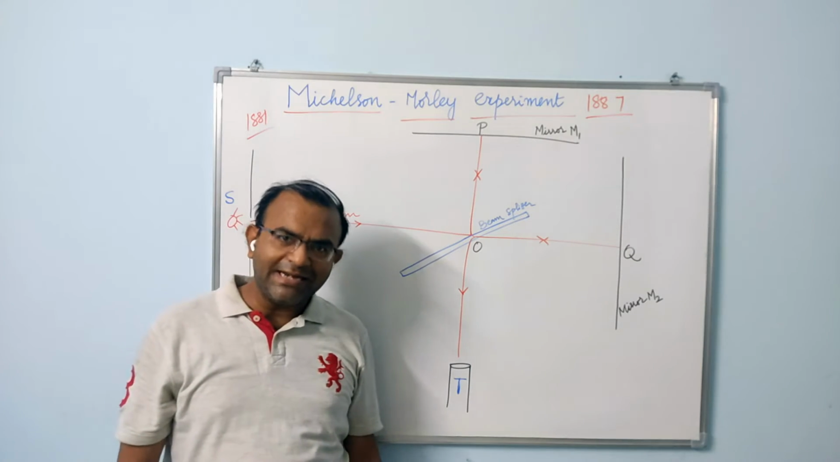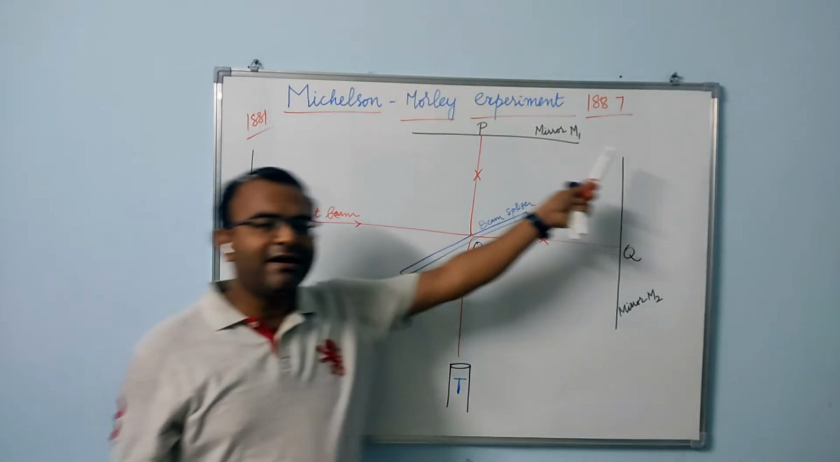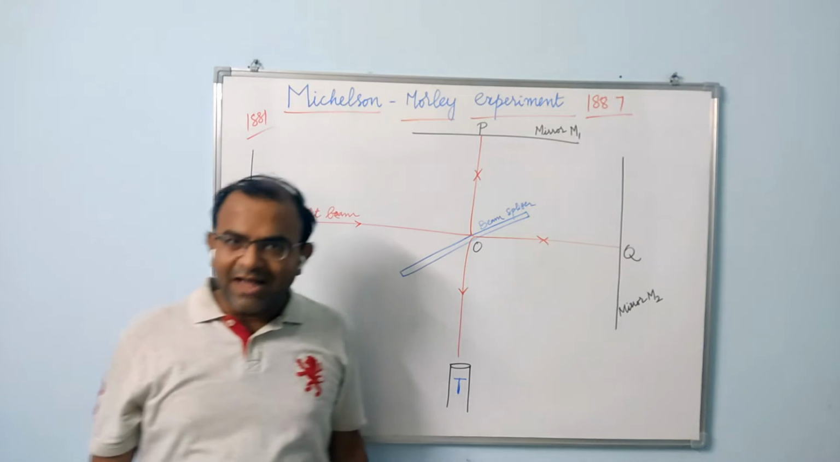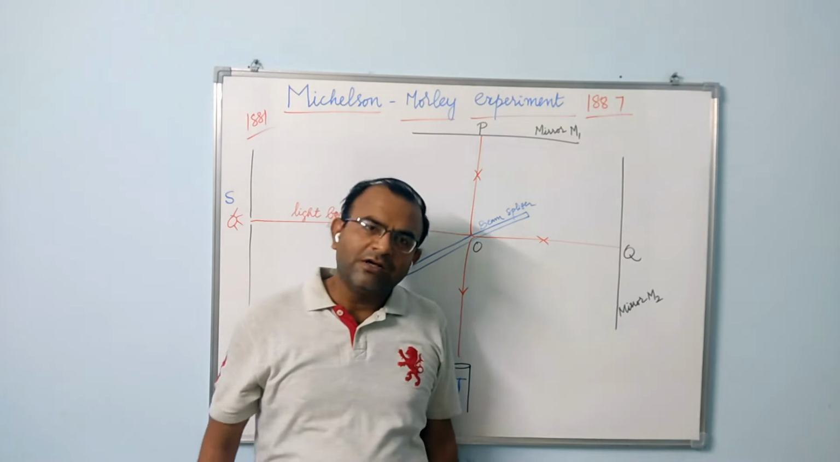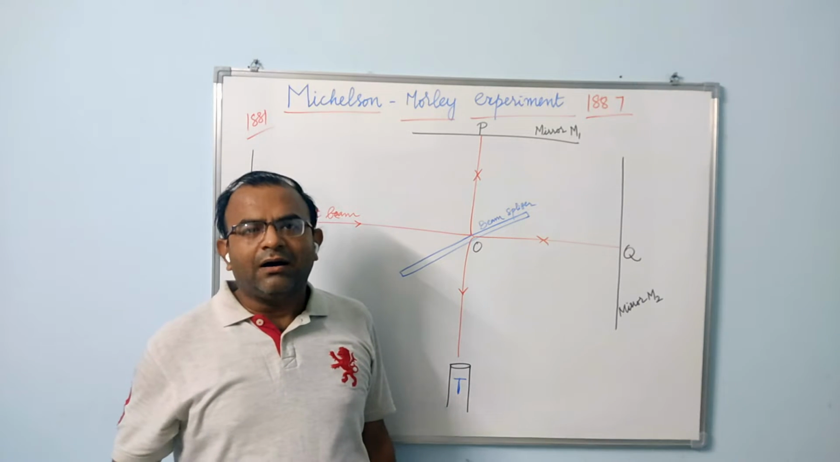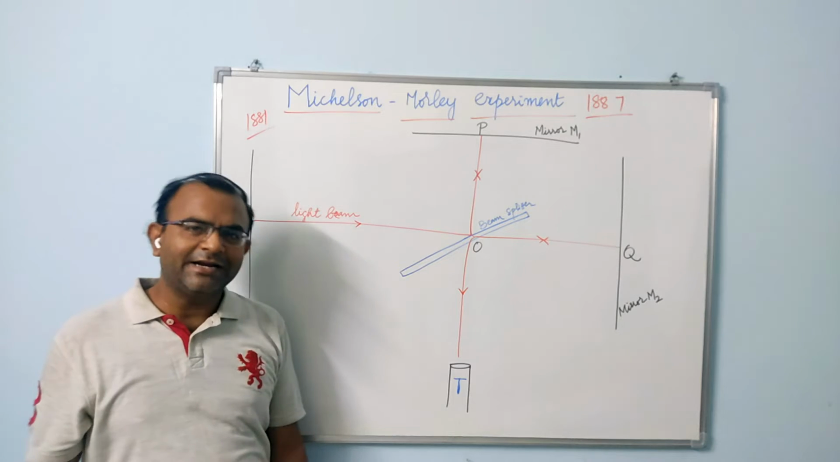So the experimental details of the original 1881 experiment and the 1887 experiment are nearly identical, just that the 1887 experiment is much more sophisticated, producing more accurate results. Let us now discuss the details of the experiment.